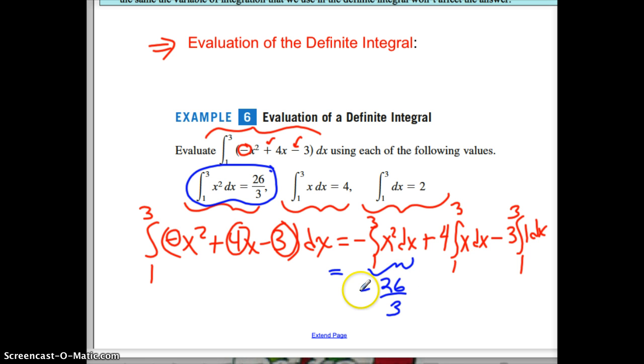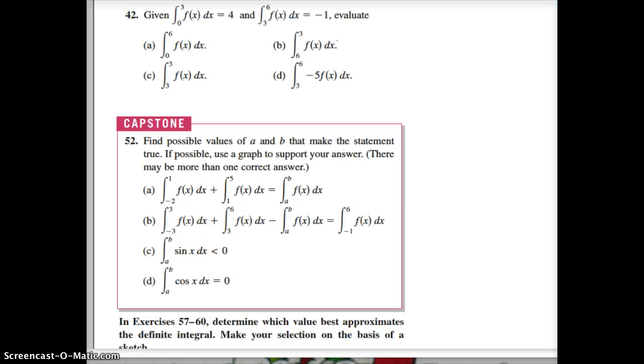It says the area under the curve, or the definite integral, is 26/3. I had a negative in front of that, plus the integral of x dx, the value of that is 4, so I'd have 4 times 4 when I replace this. Likewise, the integral of 1 dx is 2, so I'd have minus 3 times 2, and that would get me a single answer for that. So moving right along here.